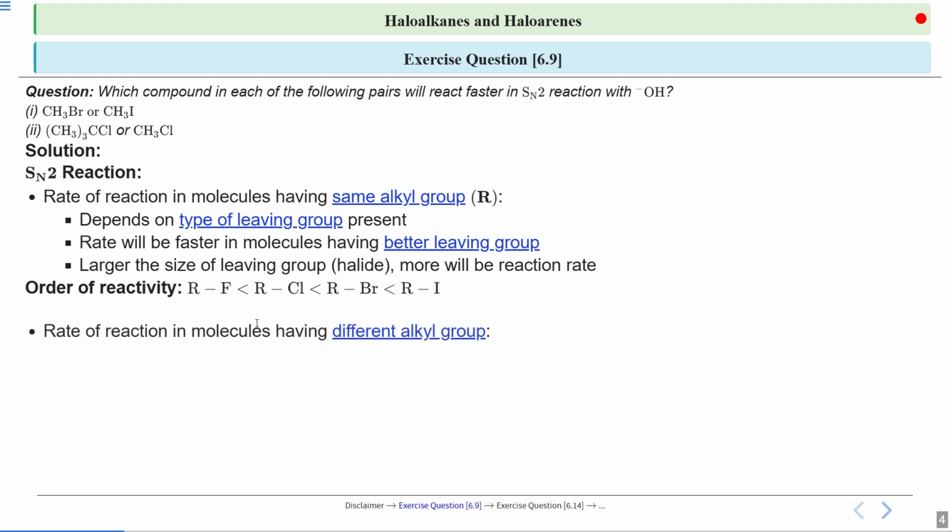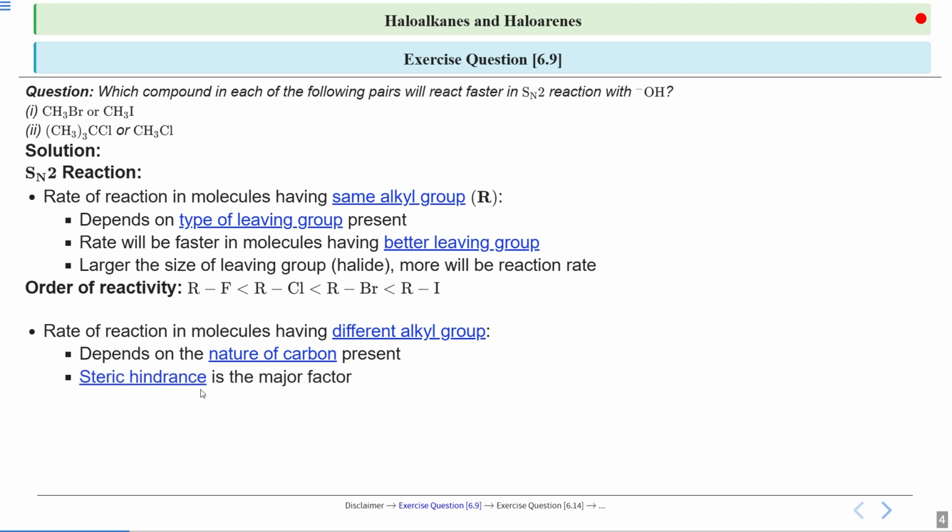Now let's take the second case where you have different alkyl groups in the molecules. Now R is different. Then the rate of reaction will depend upon the nature of the carbon present, because if you have a different alkyl group, that is also going to affect the rate of the reaction, right? So the nature of the carbon on which the nucleophile is going to attack is the factor on which the rate of reaction depends.